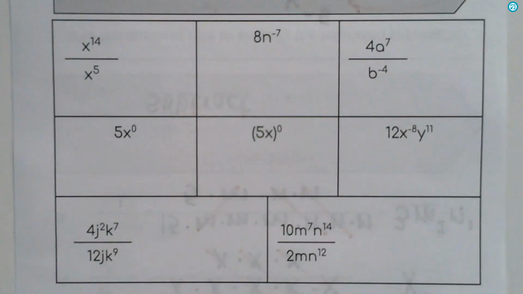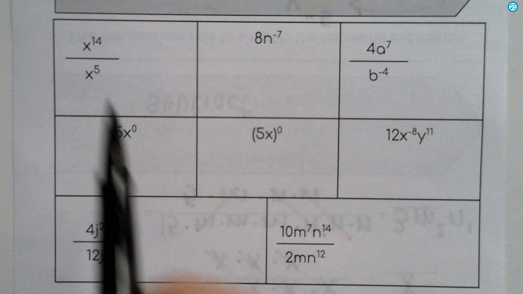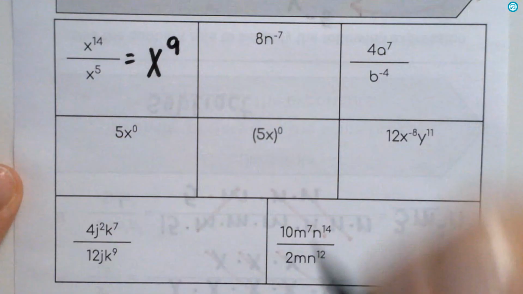We've got 8 examples here of different things that you guys are going to see on your assignment, and you guys have the rest of the class to work on this assignment and your other one. So x to the 14th over x to the 5th. I am dividing, so I want to use the quotient rule, and I want to subtract my exponents. So I'm going to do 14 minus 5, and that is going to give me x to the 9th power.